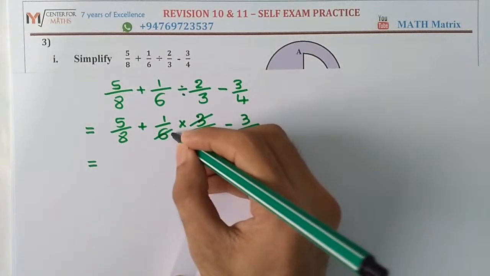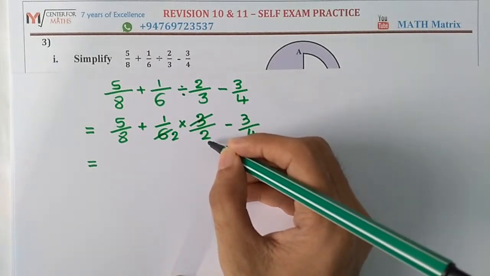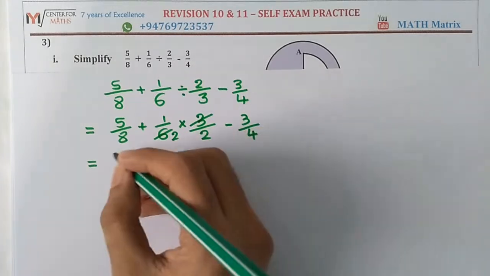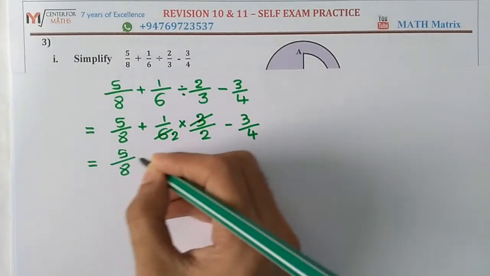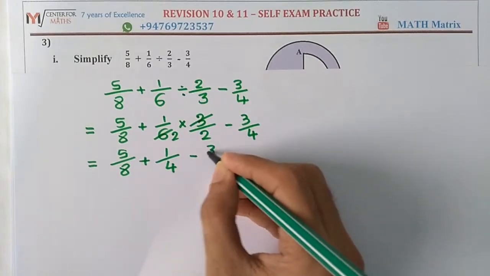Now, are there any common factors to cancel? Yes, 3 and 6 we can cancel, then 2. Can we cancel these 2s, 2 and 2? No, we can't. They are in the same denominators. So we'll mark them down. 5 over 8 plus 1 1s are 1, 2 2s are 4, minus 3 over 4.